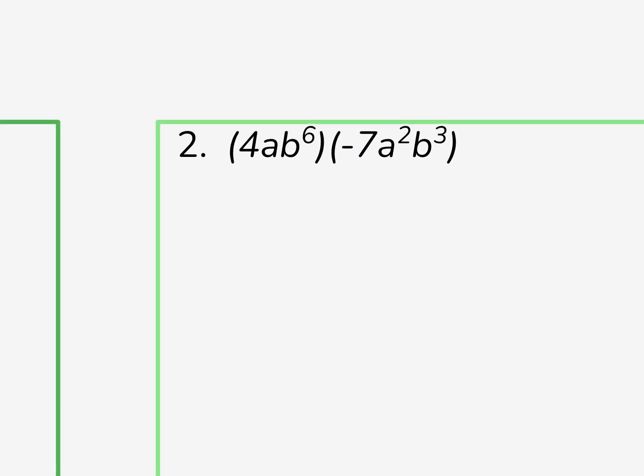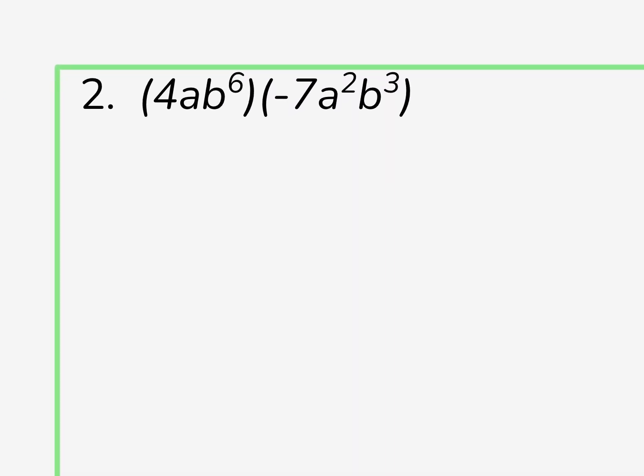Okay, so let's look at number 2. Okay, same thing. I have a 4 and a negative 7. Those are my coefficients, so I'm going to multiply those. 4 times negative 7 is going to give me a negative 28. And then I have a to the first. There's no 1 there, but I'm going to put it on there. And now I have to multiply it by the a on the other side, which is a to the second. So that's going to give me a to the third.